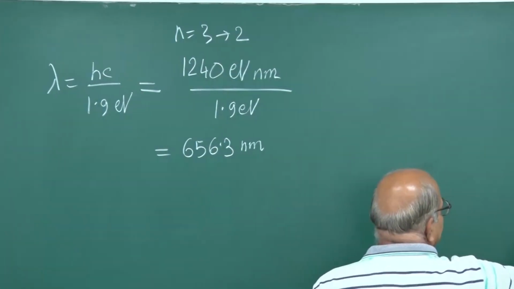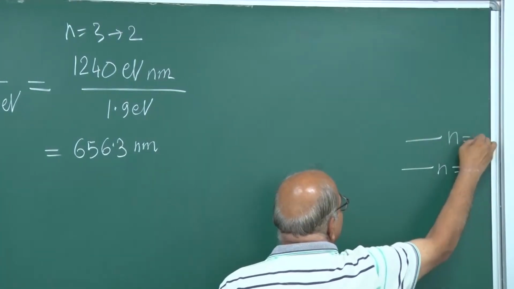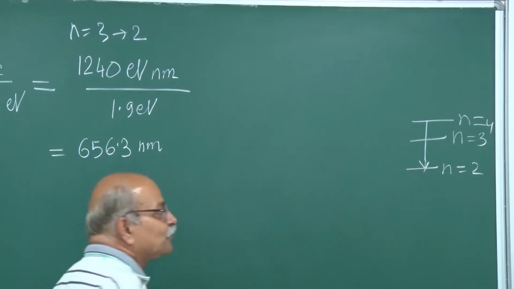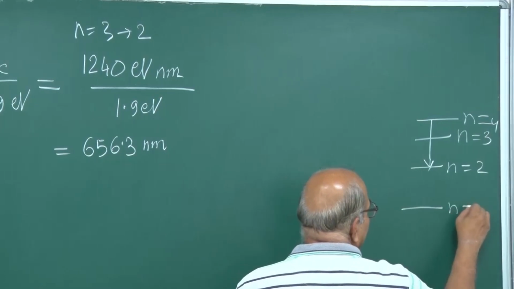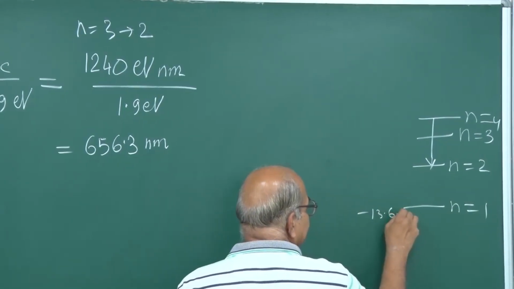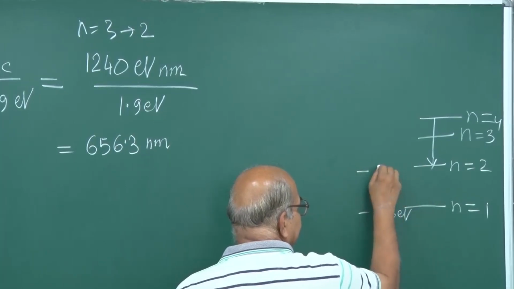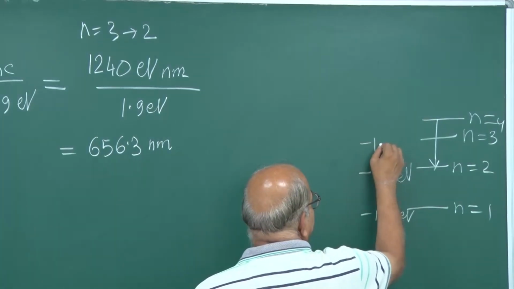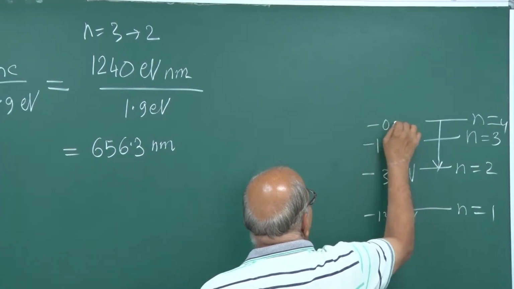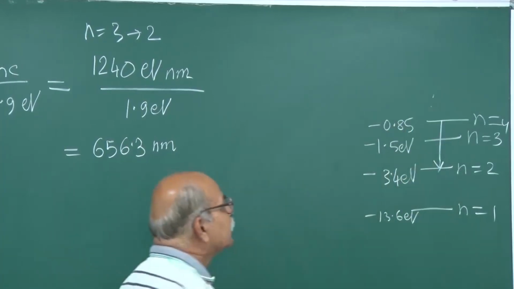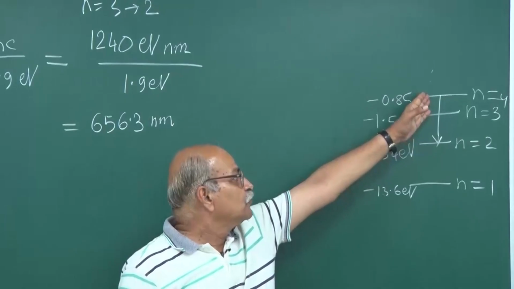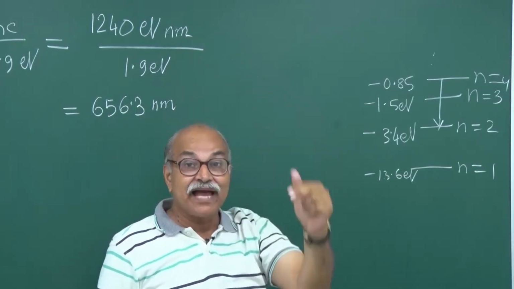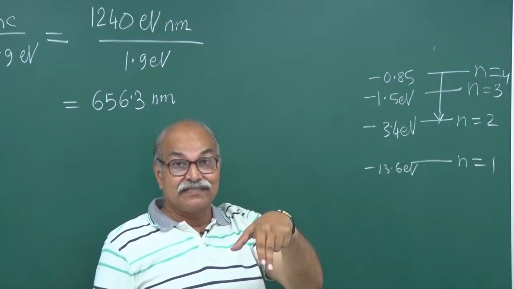If you have the transition n equal to 4 to n equal to 2. So n is equal to 1, you remember this is minus 13.6 eV, this was minus 3.4 eV, this divided by 4, and this was minus 1.5 eV, and this is minus 0.8 eV, and so on. So you can work out if it goes from n equal to 4 to n equal to 2, how much will be the wavelength. That matches exactly with that second wavelength which is emitted.